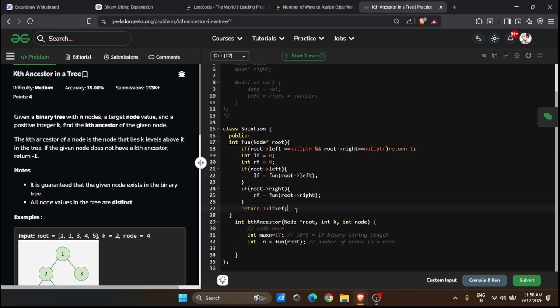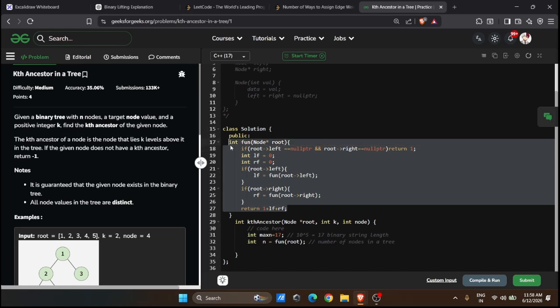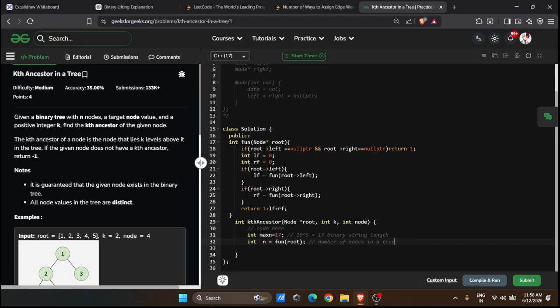So this is our function which just gives us the count of nodes present in the root. This is pretty basic code for writing this equation. I hope you understand it.